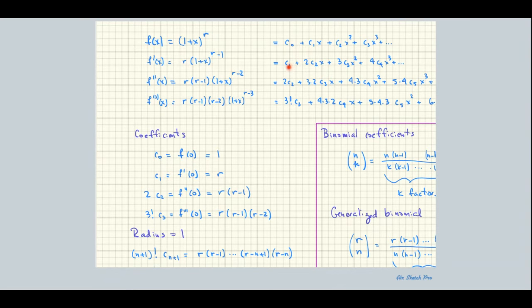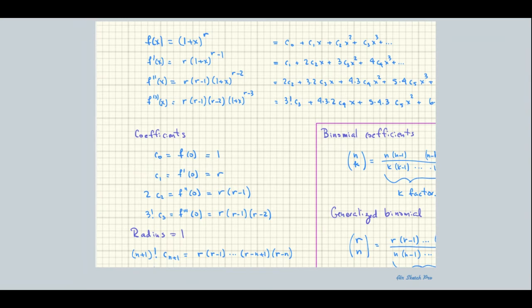And that's just going to be C1. For the next derivative, when I plug in 0, I'm going to actually get 2C2, or 2 factorial C2. And that's going to give me the second derivative at 0. And if I plug in 0 for the second derivative, I get r minus 1, and 1 to a power.